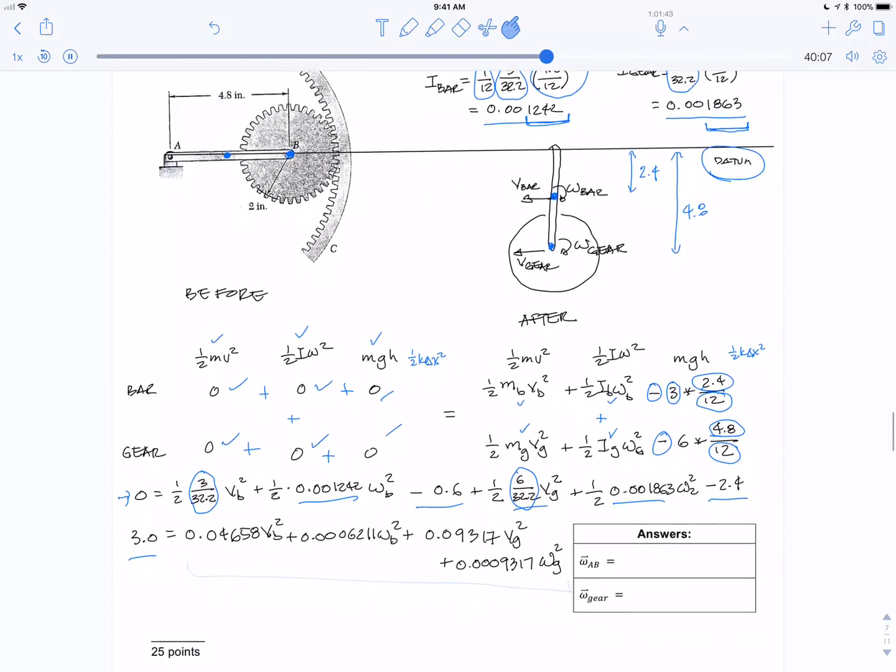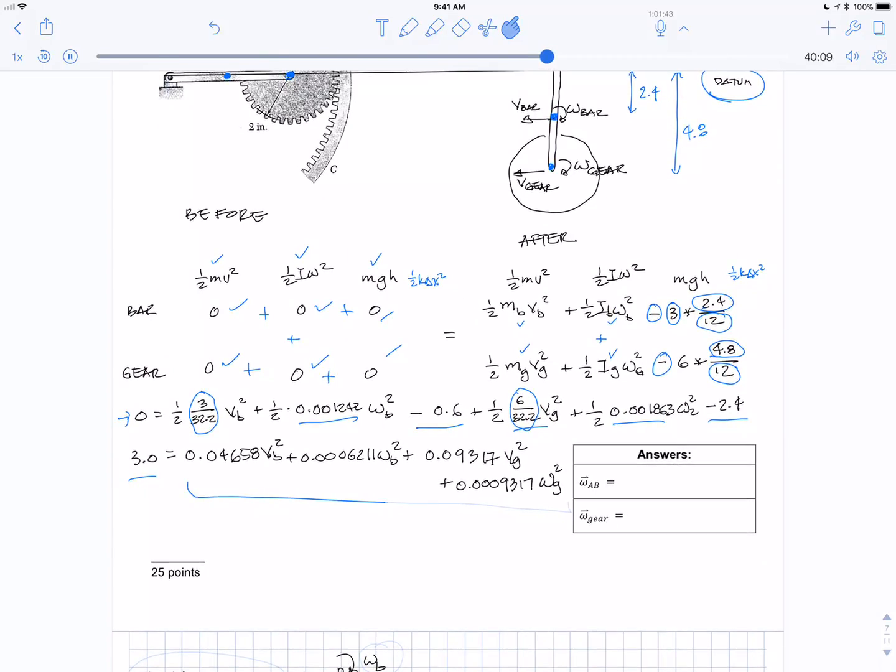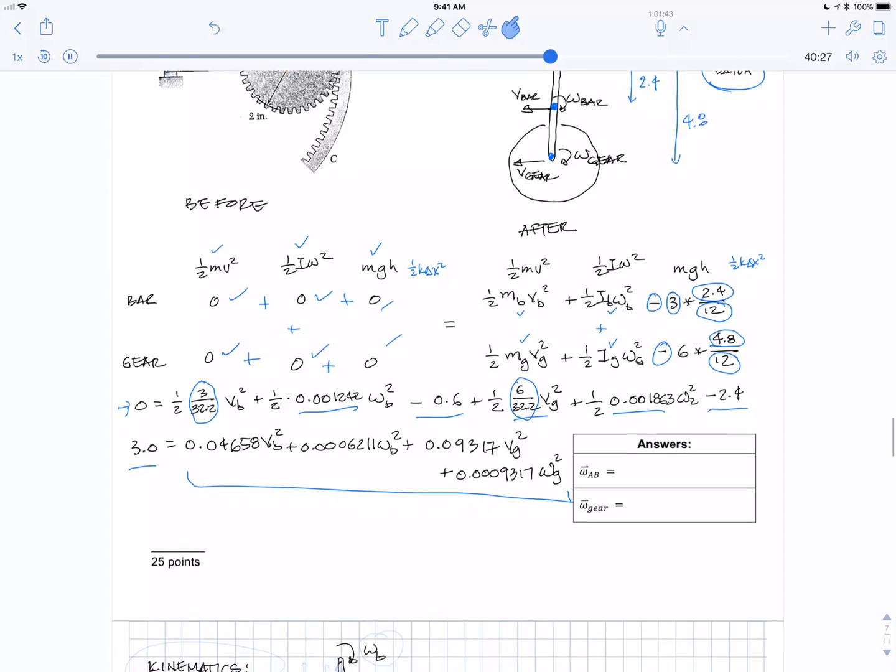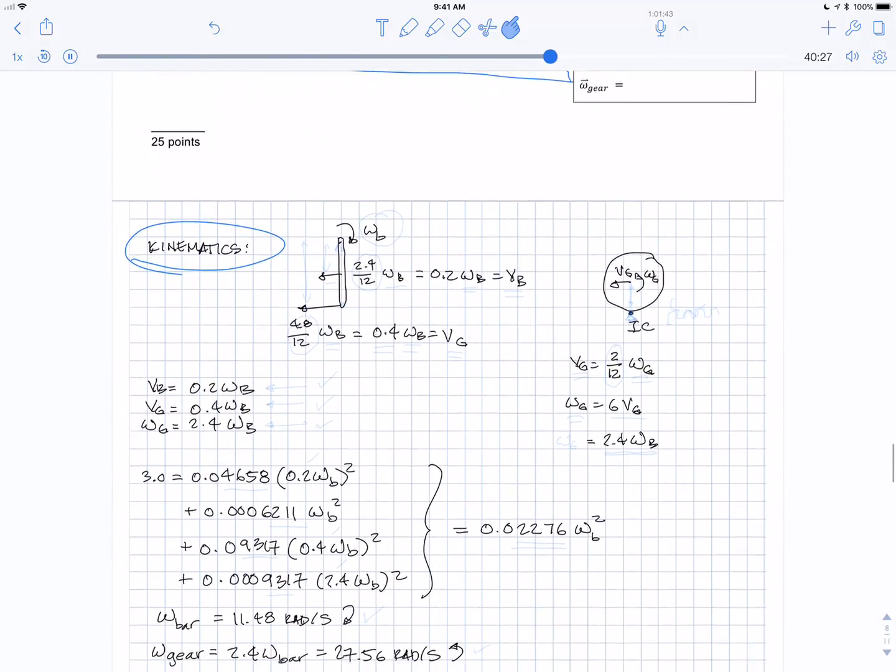So you got 3 on the left-hand side, and look, you've got 4 unknowns: V bar, V gear, omega gear. But you only have one equation. Whenever you do energy, there's only the one equation. So we need to get rid of 3 of the variables somehow. And we will always do it via kinematics.